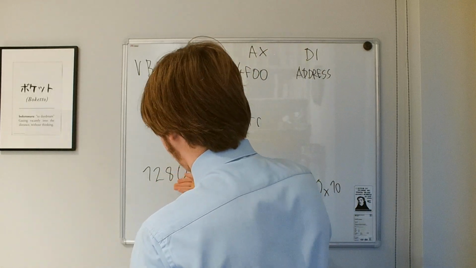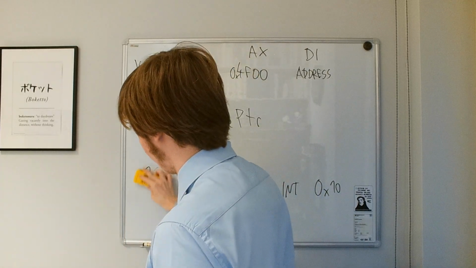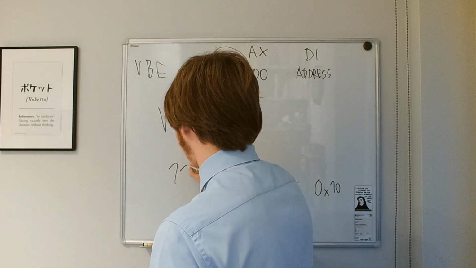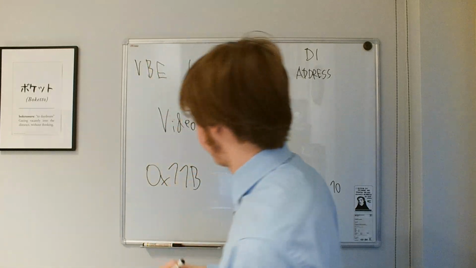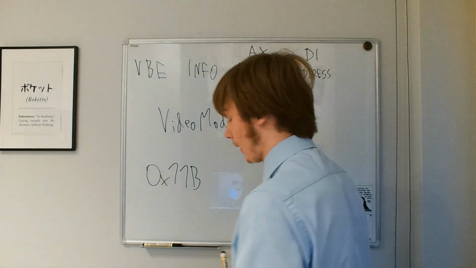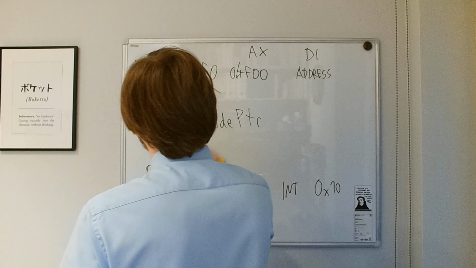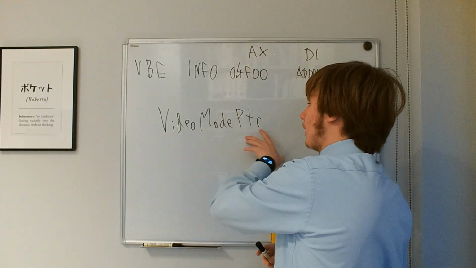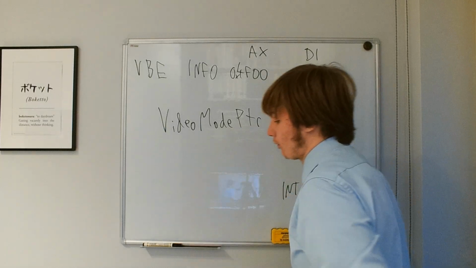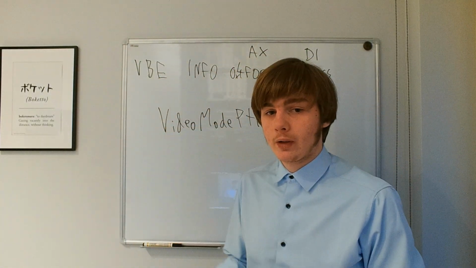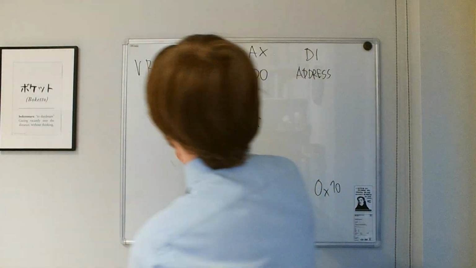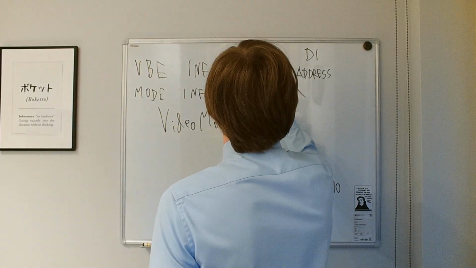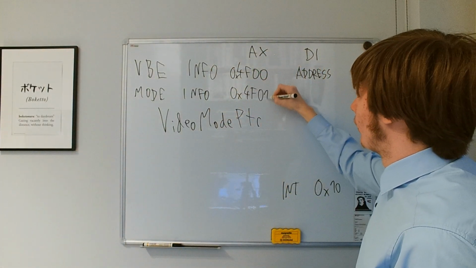And this mode, 1280 by 1024 with 24-bit color, has the code 11B in hexadecimal. But yes, from this VBE info, you can get the video mode pointer. And what you can do then is use something called mode info, or VBE mode info. This is the instruction 4F01.